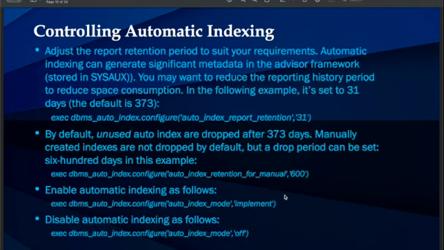600 days in our example, it is defined. Enable automatic indexing as follows. By this way, we can enable automatic indexing. We mentioned here DBMS_AUTO_INDEX.CONFIGURE with auto index mode IMPLEMENT, so it will enable. To disable, we just mention OFF. For enable, IMPLEMENT, and for disable, OFF. Same command, DBMS_AUTO_INDEX.CONFIGURE.